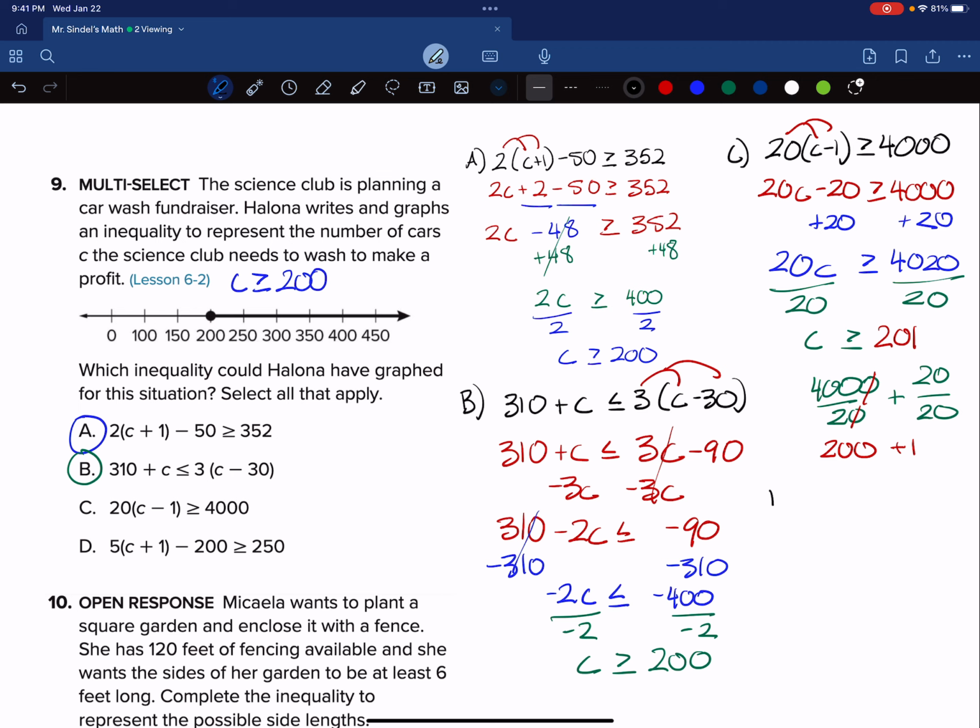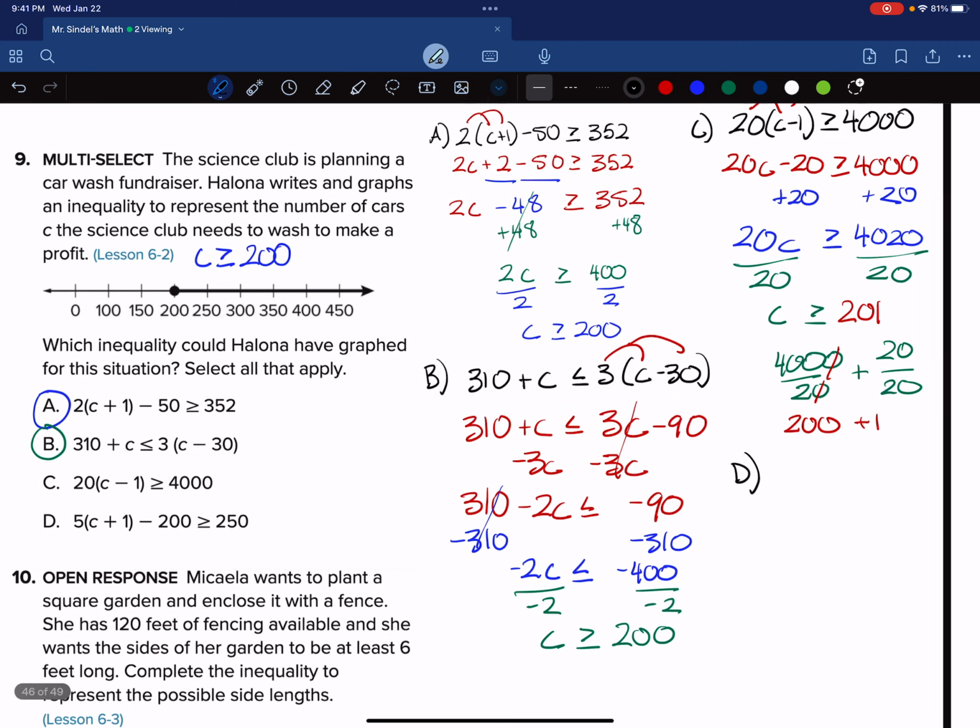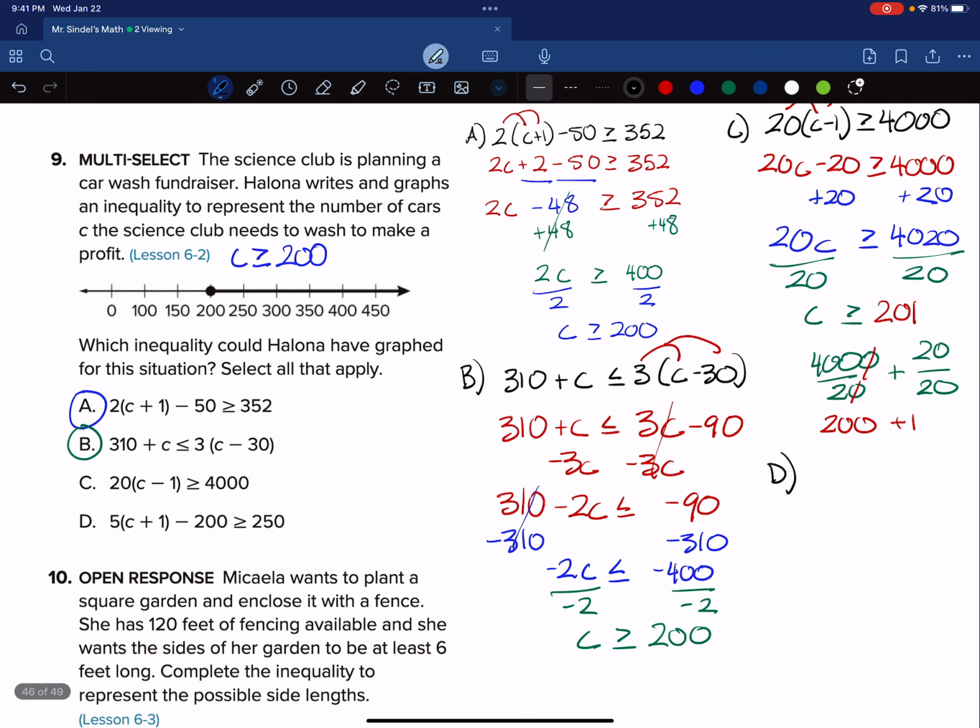So in D, what do we have? Do I need to use a shrink ray on this? Is there enough room? Let's try. We need 5 times the quantity of C plus 1 minus 200, fit it in here, here we go, is greater than or equal to 250. Okay, I gotta move it over a little bit to the left. Here, let's go like right there. Is that enough room? Is greater than or equal to 250.